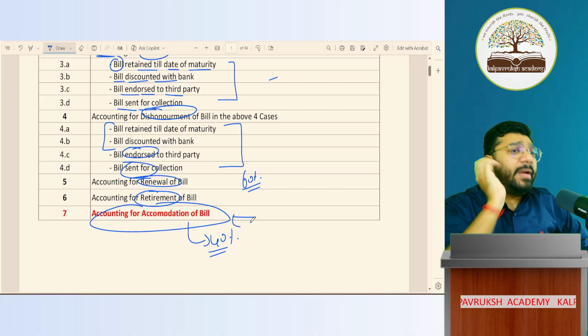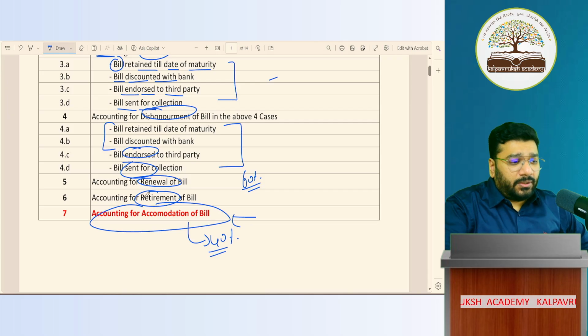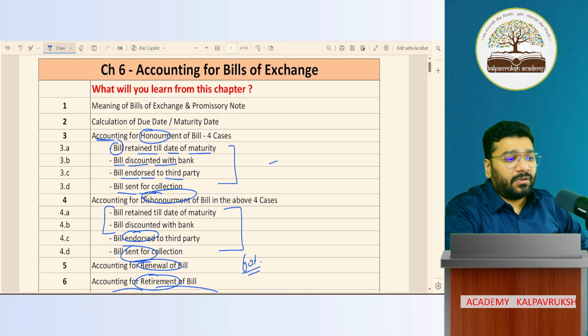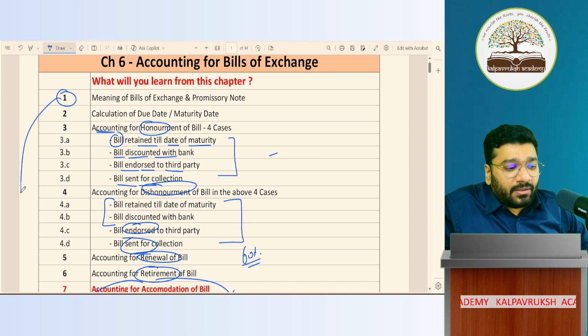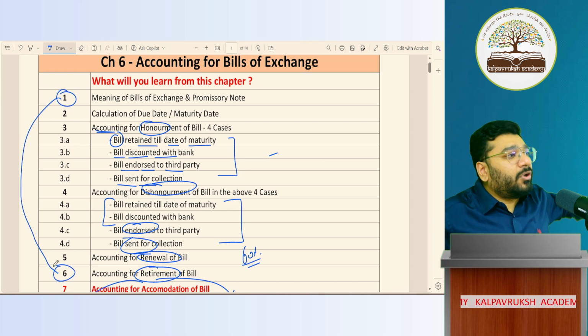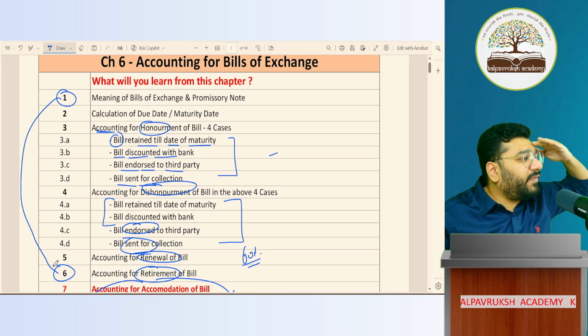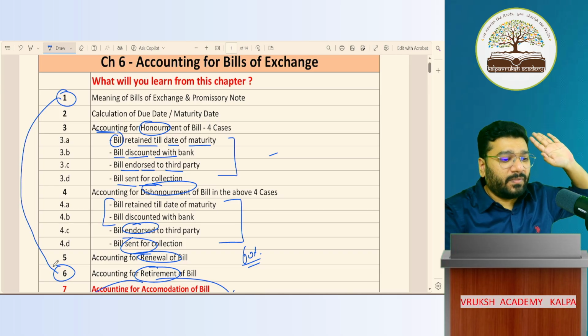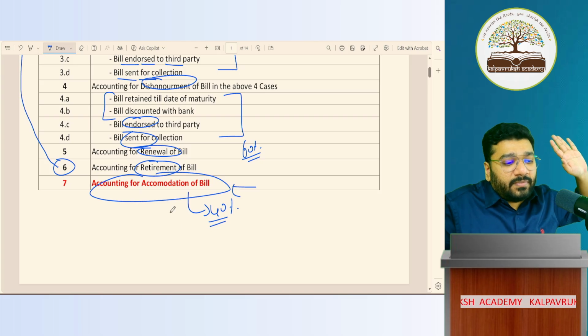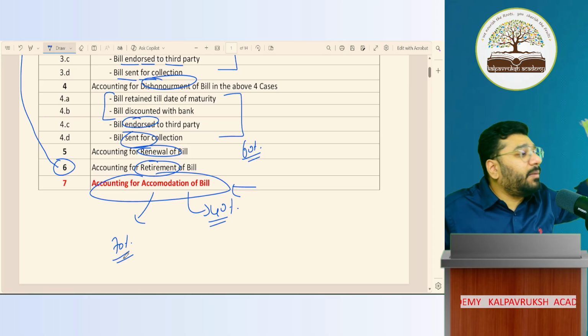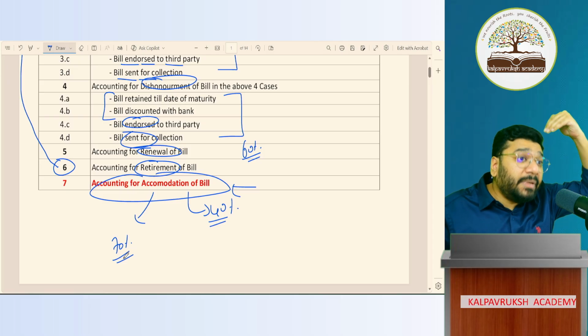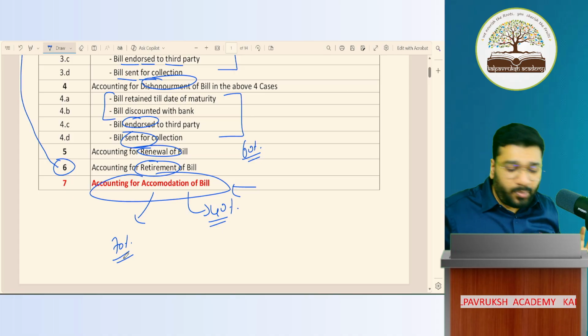This entire accommodation is dependent on topic 1 to topic 6. If you're not strong in 1 to 6, forget accommodation of bill. There is a 70% chance that this question will come in the exam. And this is completely dependent on the previous 6 points.